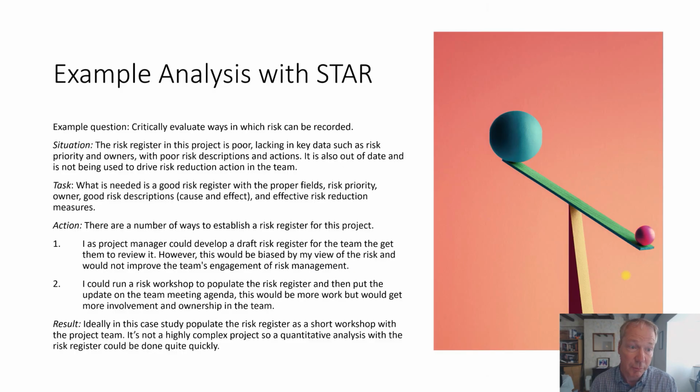This is a risk management question. So we have to read this question very carefully. Critically evaluate ways in which risks can be recorded. So it's about recording the risk. So it's risk registers. So the situation is that the risk register is really poor, lacks key details such as the risk priority. So we haven't analysed it on the probability impact grid.